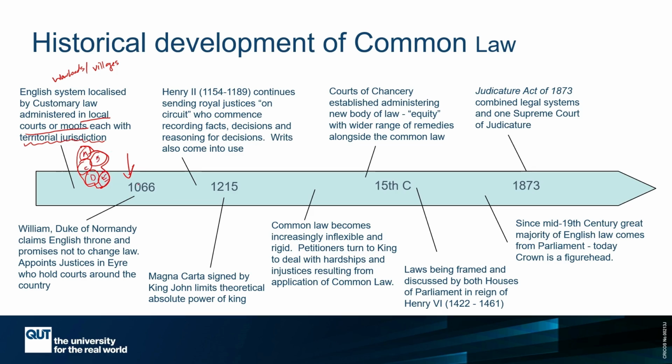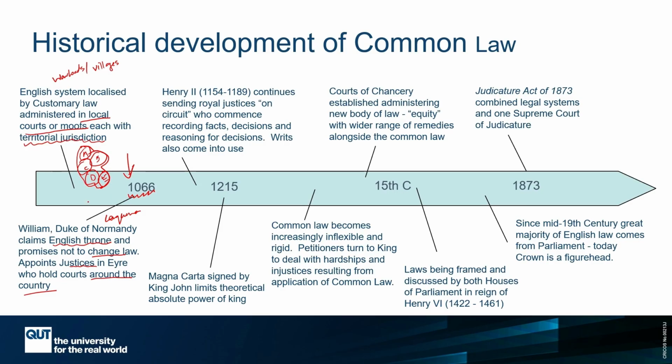Now for the history buffs, this date might sound familiar, right? William, Duke of Normandy, also known as William the Conqueror, comes over from France and conquers England. As such, he takes the English throne and institutes an approach to the law. What he says is he's not going to change the law, but instead appoints a series of judges who go around the country applying the laws in place.